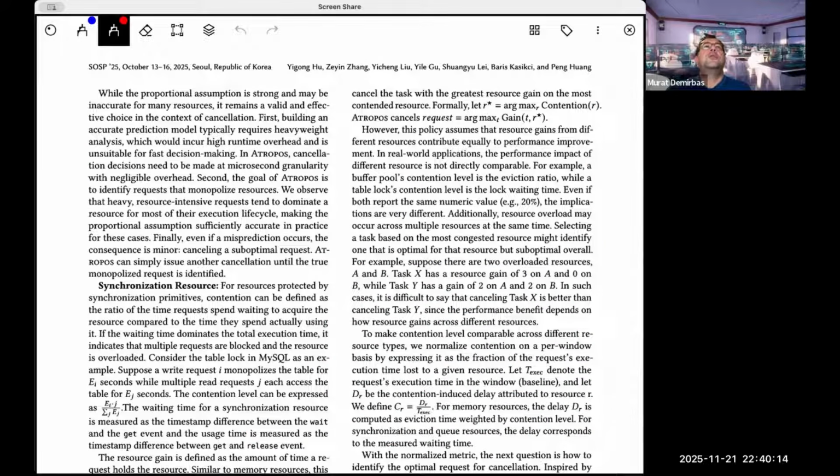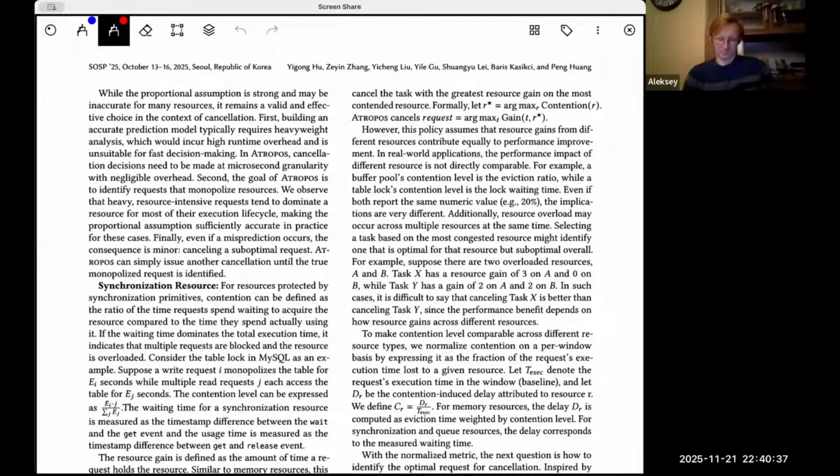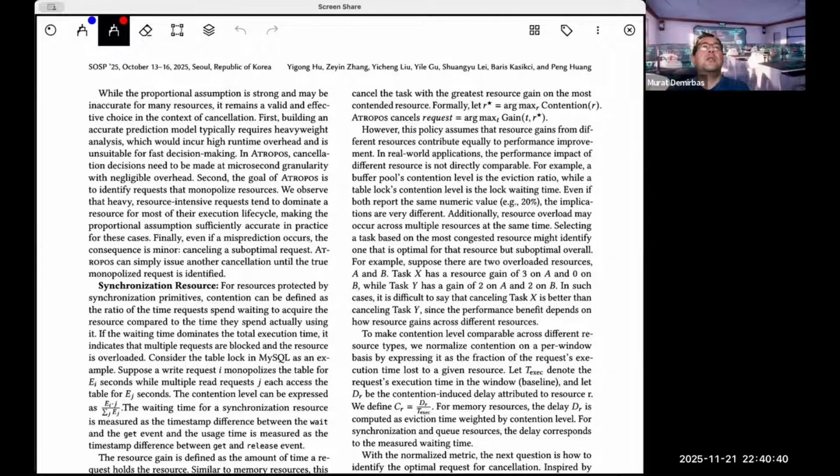While the proportional assumption is strong and may be inaccurate for many resources, it remains a valid and effective choice in the context of cancellation. But I like that it solved the problem of not killing a task that's already made a lot of progress, while estimating that this next thing is also a whale and it hasn't started, so let me kill that. I will skim it.